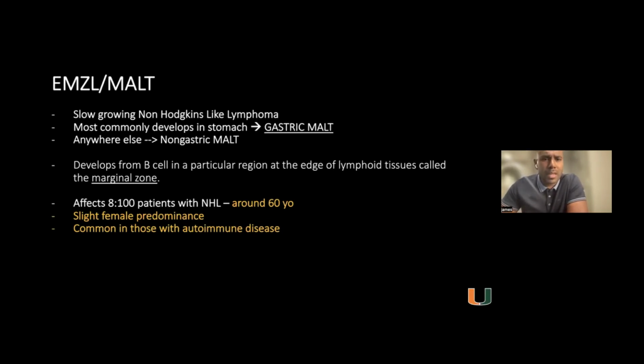It develops from the B cells, like Dr. Gultekin was saying, in a region at the edge of the lymphoid tissue called the marginal zone, where they proliferate and come from. In patients with non-Hodgkin's lymphoma, 8 out of every 100 patients will have them, and they tend to fall into some of the demographics of our patient. So 6 years old, obviously she was immunosuppressed. It's not that she had lymphoma at 6 years old. It has a slight female predominance, and it was common in those with autoimmune disease, like she had rheumatoid arthritis.